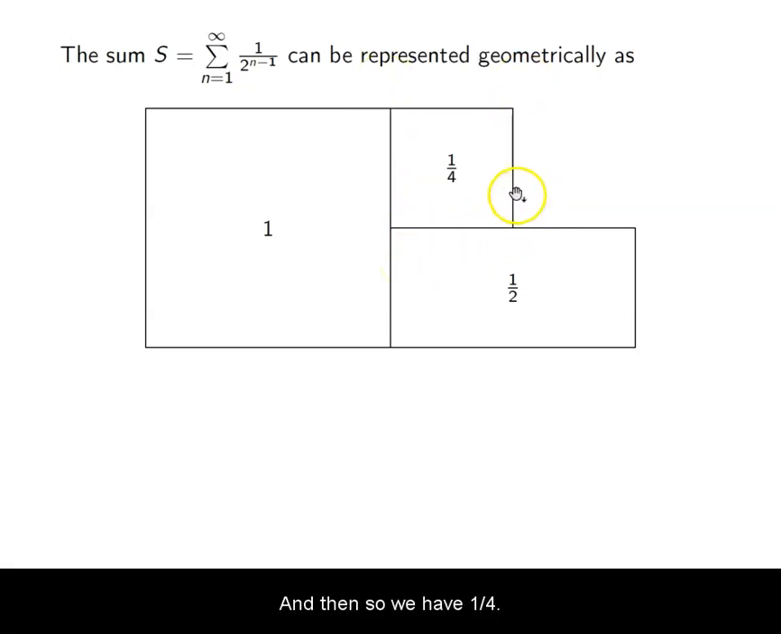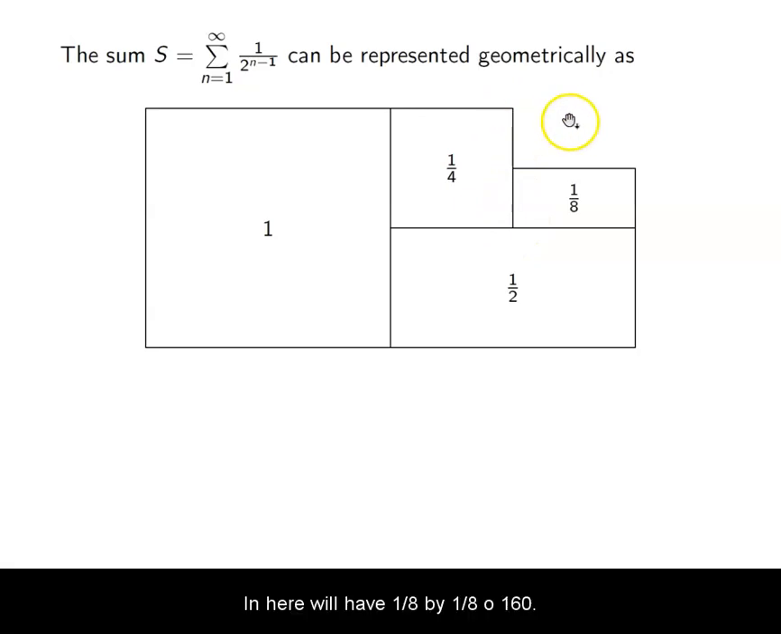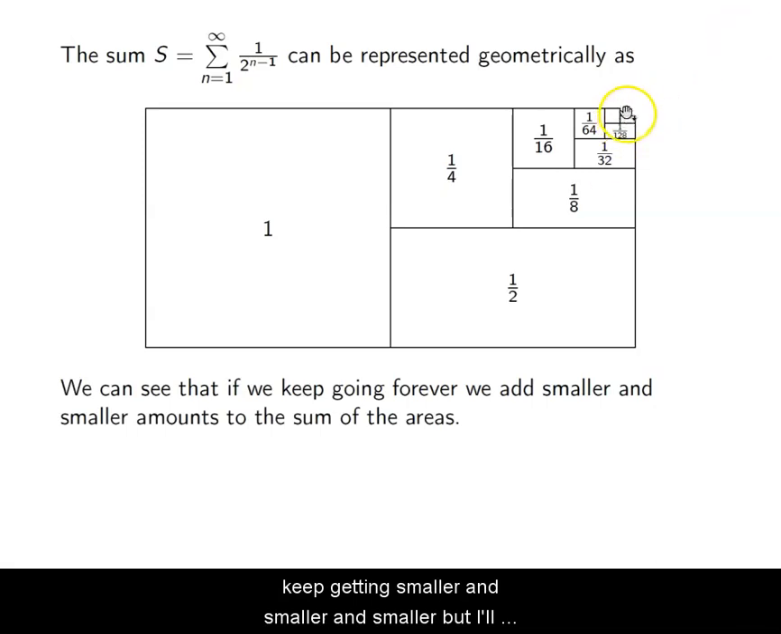And then we have 1/4 on this side. So let's go height of half of this, which is 1/8. Then here we'll have 1/8 by 1/8, so 1/16, and so forth, right? So half of this and half of that. 1/32, 1/64, 1/128, and so forth and so forth. So if you notice, I keep getting smaller and smaller and smaller, but I'll never actually fill this out. Okay, it'll just get microscopic. I can zoom in forever and ever and ever, and it'll never fill out the rest of the square.